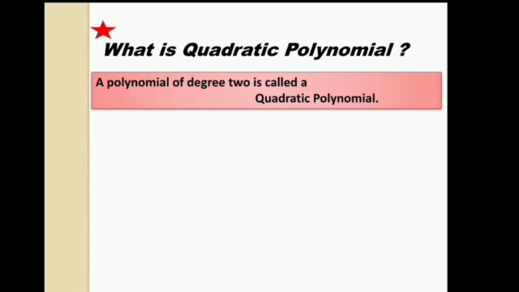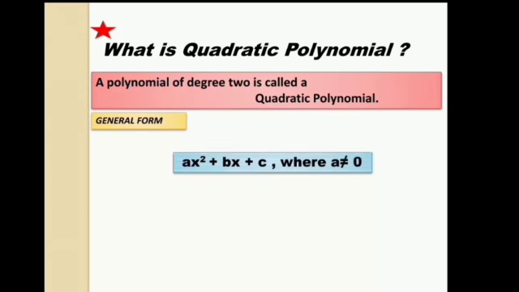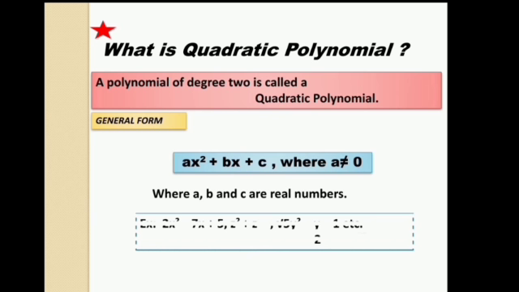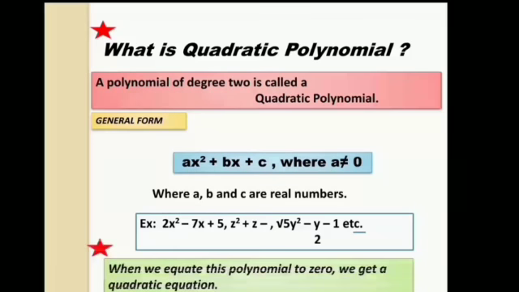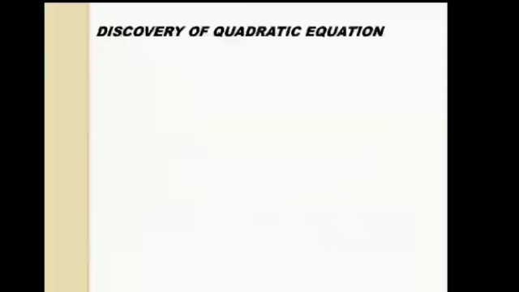As we know students, a polynomial of degree 2 is called a quadratic polynomial. And the general form of this quadratic polynomial is ax square plus bx plus c, where a not equal to 0, and a, b and c are real numbers. For example, 2x square minus 7x plus 5, z square plus root 5 z, y square minus y by 2 minus 1, etc. All these are quadratic polynomials. When we equate this polynomial to 0, we will get a quadratic equation.